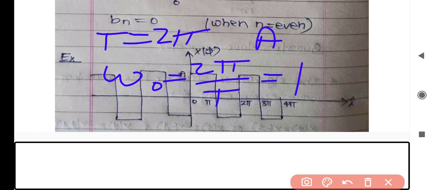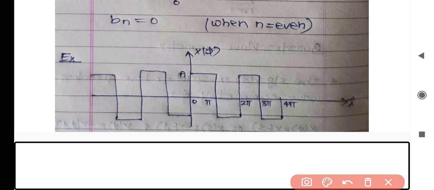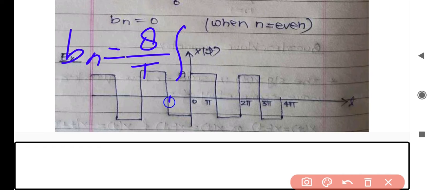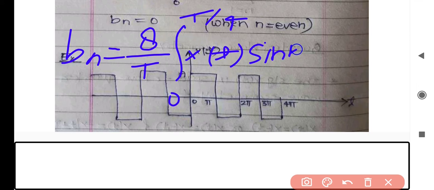And we have to calculate only bn. This bn is equal to 8 by T, 0 to T by 4, x(t) sin n omega naught t dt, with omega naught equal to 1, means sin nt dt.